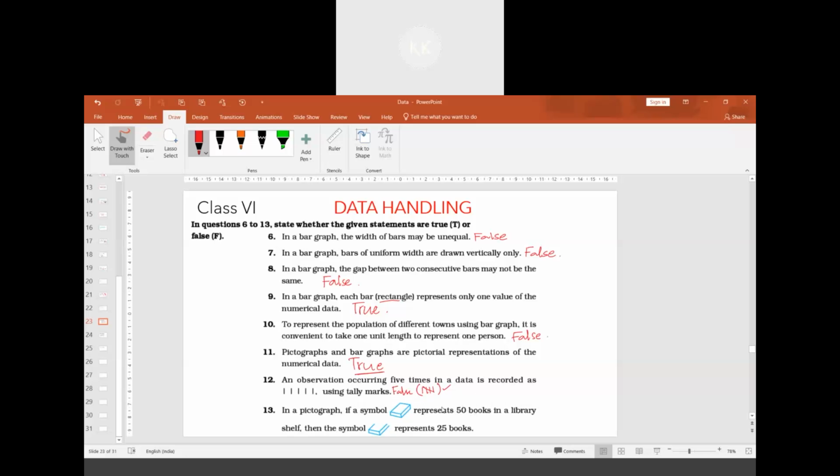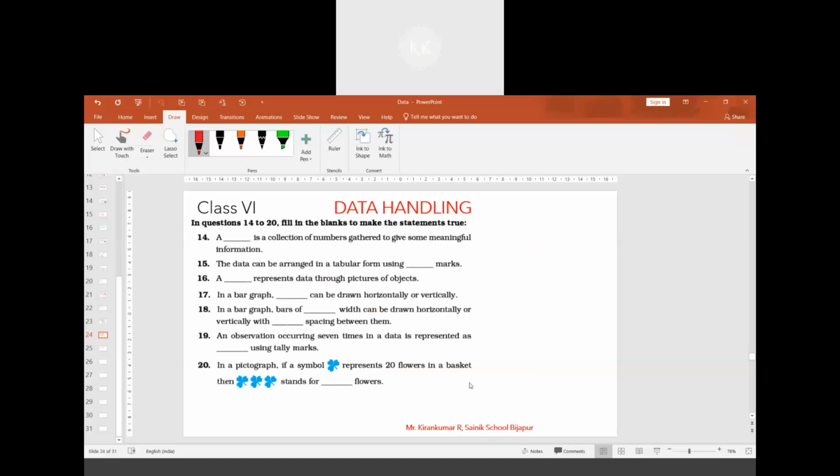In a pictograph, if this symbol represents 50 books in a library shelf, then this symbol represents 25 books. I said that you think that it is exactly half of this. True, sir. Yes, sir. True.